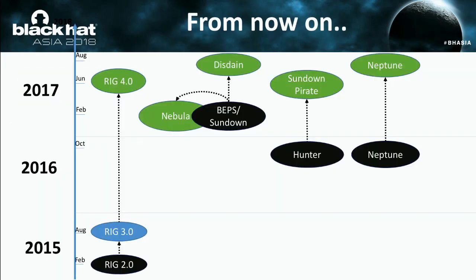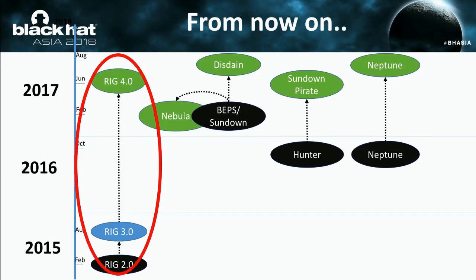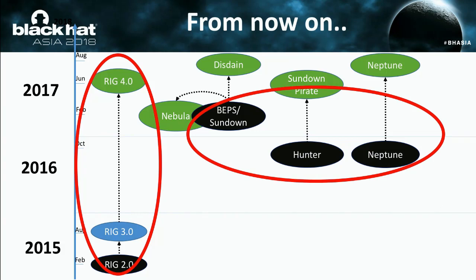So till here, I already discussed how we redeploy and analyze the RIG2 exploit kit, which is the leaked exploit kit. And we use this knowledge and try to attack the latest RIG4 exploit kit. I already presented 5 different attacks. This might lead to the takedown of the RIG4 exploit kit. So from now on, I would like to move to the other exploit kits, which are the BEPS, also called Sundown, and the Hunter and Neptune exploit kits. Let's take a look at the attack infrastructure of these 3 exploit kits first.